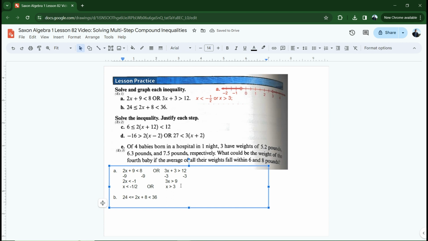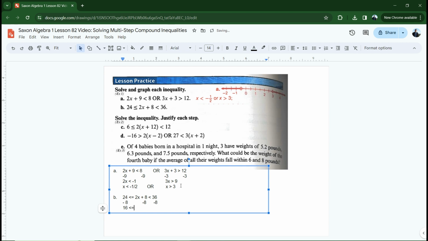So I'm going to subtract 8 from the middle to get x. I need to get x by itself in the middle. That means I have to subtract 8 here. I have to subtract 8 in the middle, and I have to subtract 8 here. I did it on all sides. So what is that going to give me?